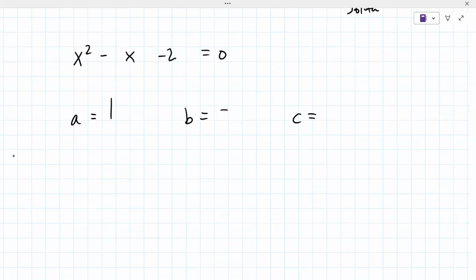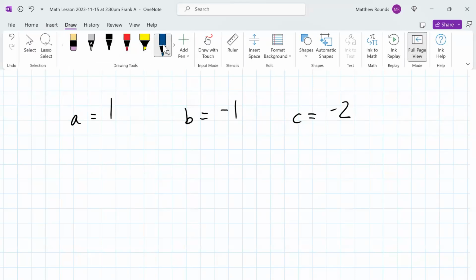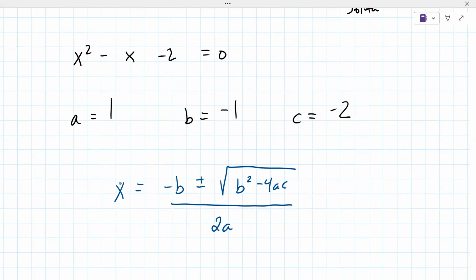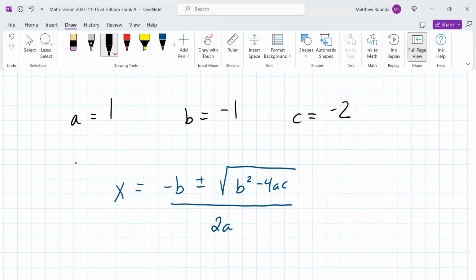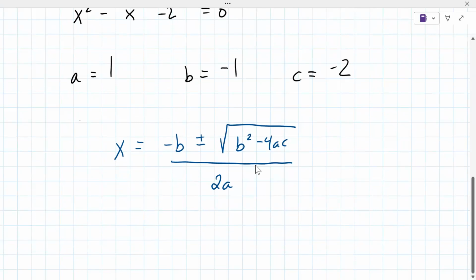B is -1 and C is -2. Okay, good. So, the quadratic formula, you may have to memorize this. How are you at memorizing stuff? About average. I mean, I'm going to write it down each time, but I already know it, so it doesn't do me any good to keep writing it down. You would be wise to write it down every single time we do a problem here.